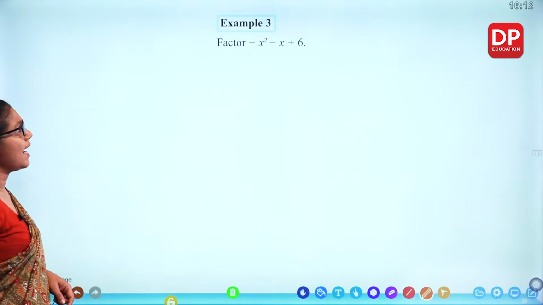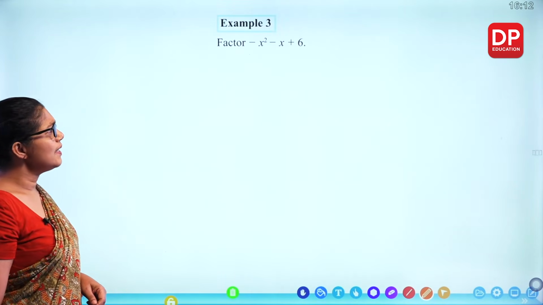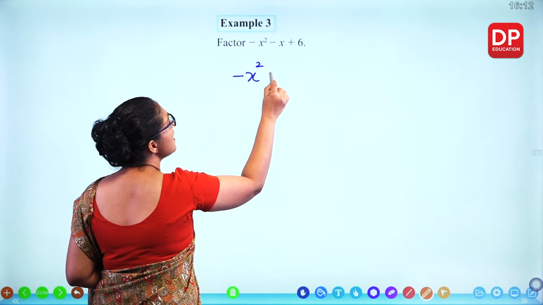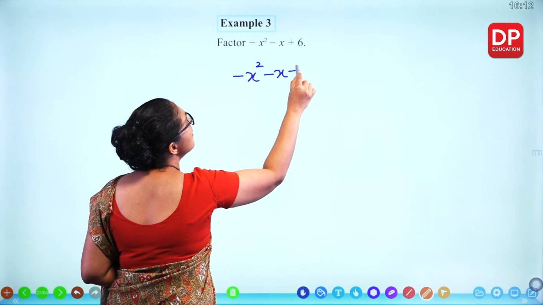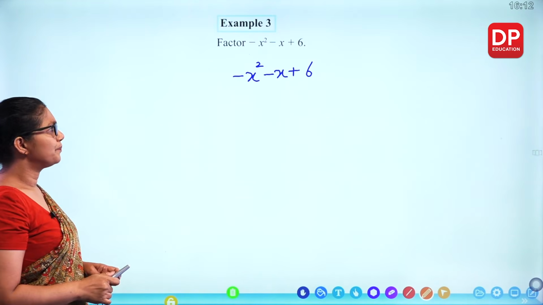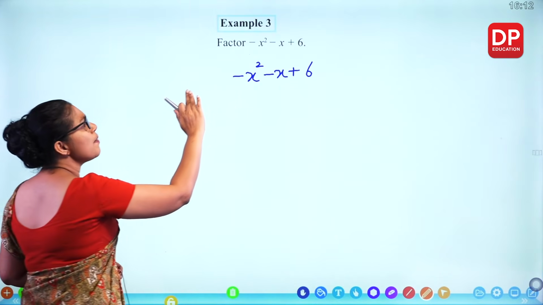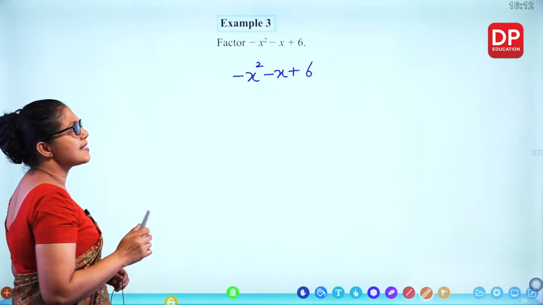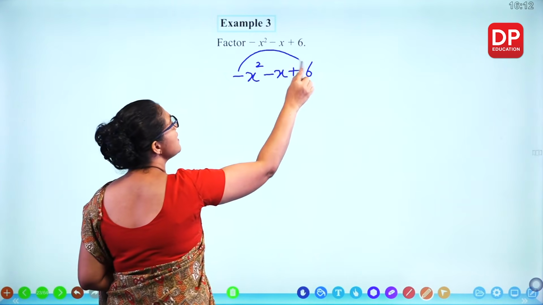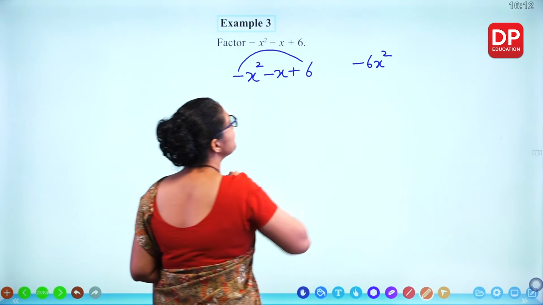Now we'll look at example number 3. Now here in this example, this is slightly different. You get minus x squared as the first term. Now I'll teach you two methods here. Keep minus x squared as it is and do the calculation. So what you do, you multiply these two, you get minus 6x squared.